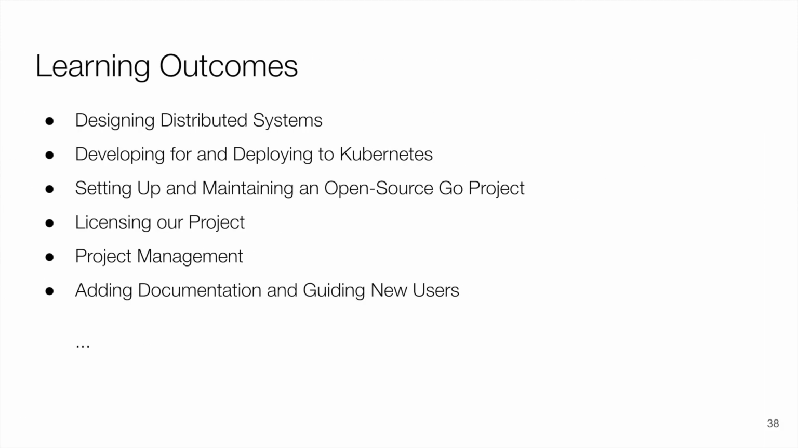Listed here are some of our learning outcomes, among many others. With hands-on experience, we learned to design distributed systems and work with Kubernetes. We learned about the best practices for managing open source projects as well as Go projects. We learned about how to license our project and what permissions our license offer to the exerciser. We learned about managing deadlines for our project and organizing tasks that need to be done. Finally, we learned about setting up intuitive documentation as well as how to cater to first-time users of our product.